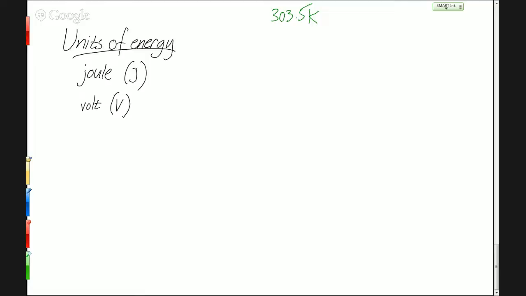What else? Other units of energy. How do you measure how much energy you take in or put out? Calories, yeah. That's a big one.